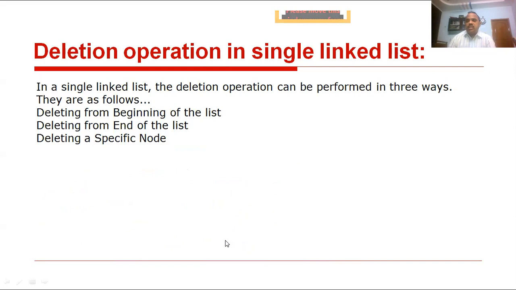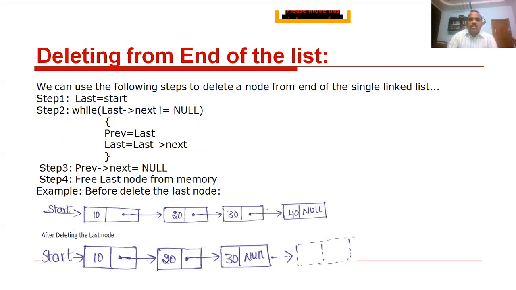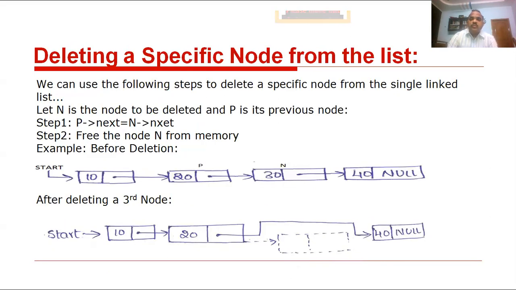Next is the deletion operation in single linked list. We can delete an element from the single linked list in three ways. The first is deleting from the beginning of the list, the second is deleting from the end of the list, and the third is deleting a specific node. This is an example for deleting an element from the beginning of the list. This is an example to delete an element at the end of the list. This is an example to delete an element from anywhere in the list, at any specific location.